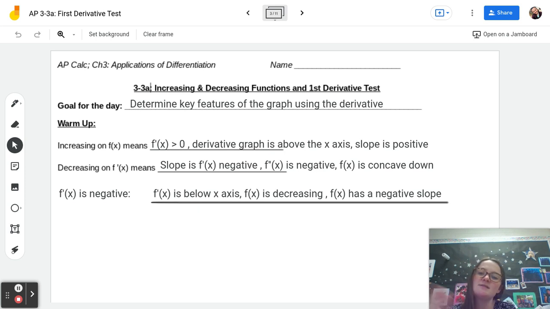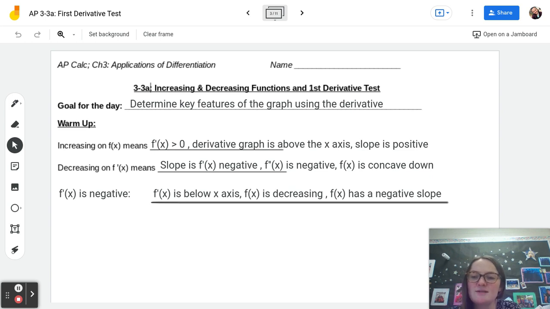What happens if something is decreasing on the derivative graph, though? If the derivative graph is decreasing, that means the slope of the derivative graph is negative. It actually also means that the second derivative would be negative, and it also means that f of x is concave down, which is something new. We'll talk about it next time.